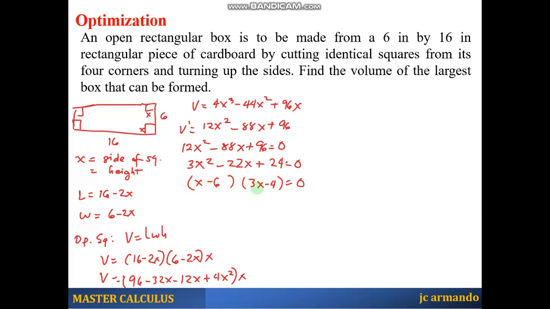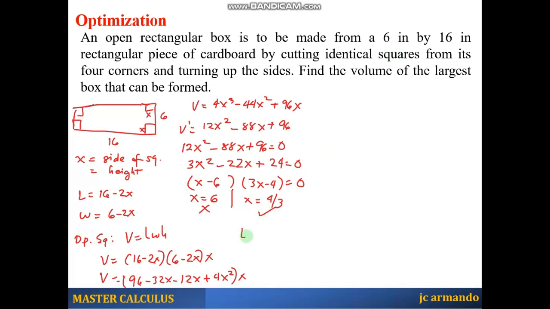Check nyo lang, x times 3x, 3x squared. 6 times 3, negative 18, minus 4, negative 22. Then, negative 6 times negative 4, positive 24. Therefore, x equals 6, x equals 4 thirds. Kaso, yung 6, i-disregard natin ito. Kasi kung 6, dito sa width, 6 minus 2 times 6 is negative. So, wala namang negative. So, yung x equals 4 thirds is our height.